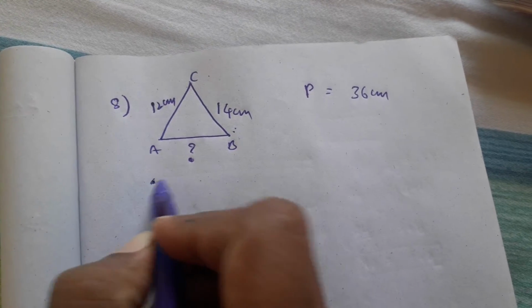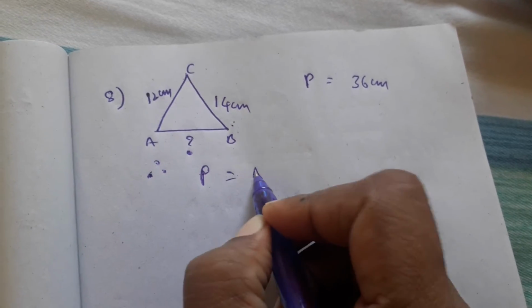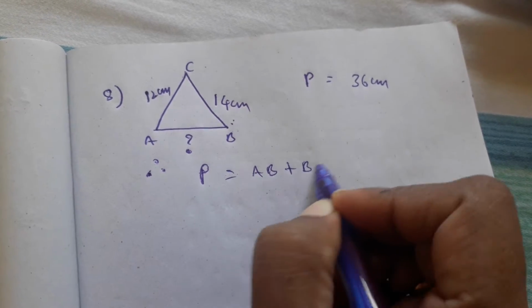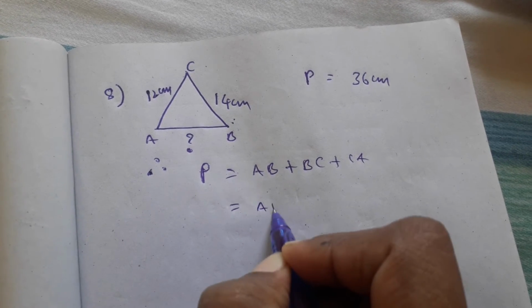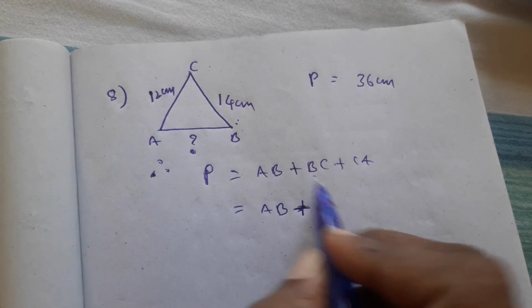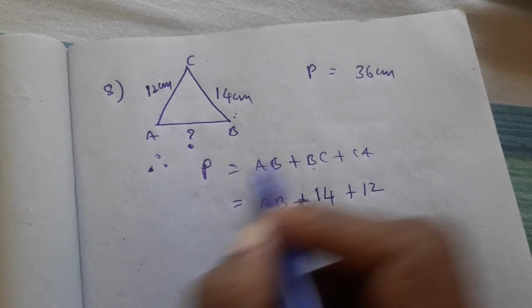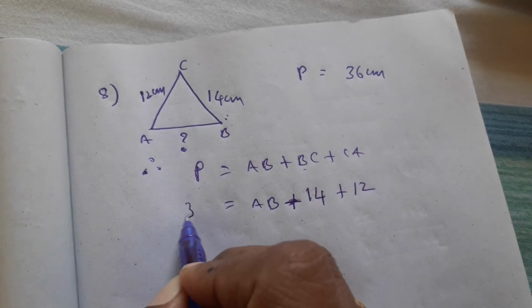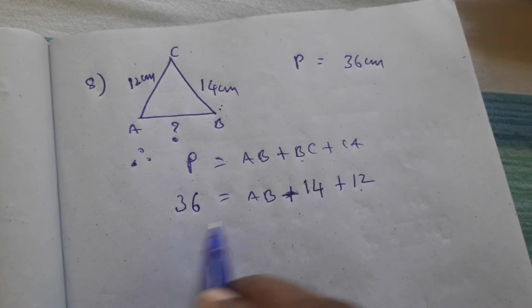So what is the perimeter of a triangle? The perimeter of the triangle is equal to the sum of all the three sides. So AB plus BC plus CA. Now AB is not known to us, so we will write AB, plus BC, which is 14 centimeters, plus CA, 12 centimeters. What is the perimeter? 36 centimeters. So whatever known values are there, we are substituting them here.